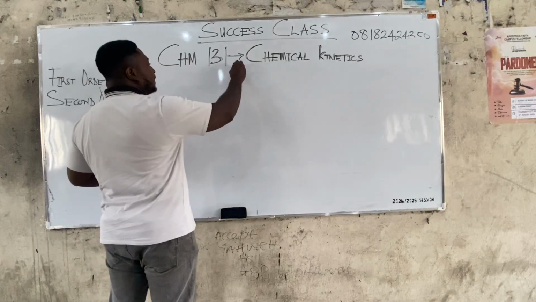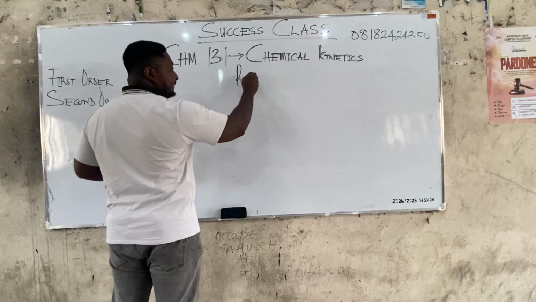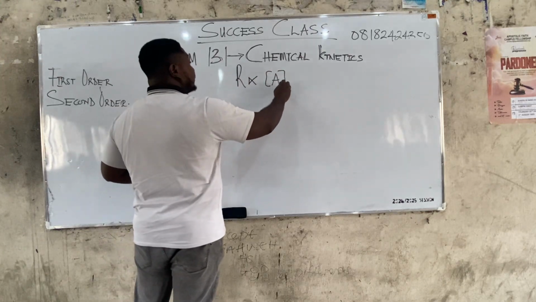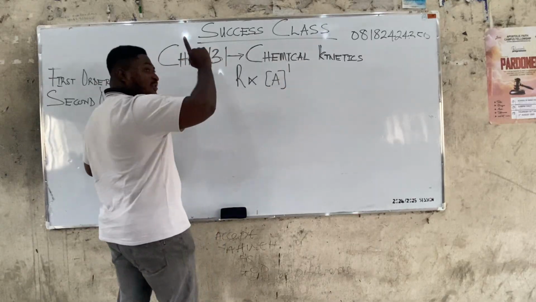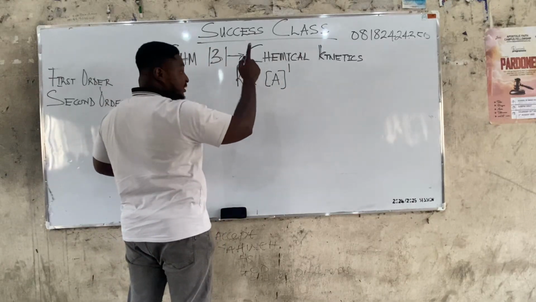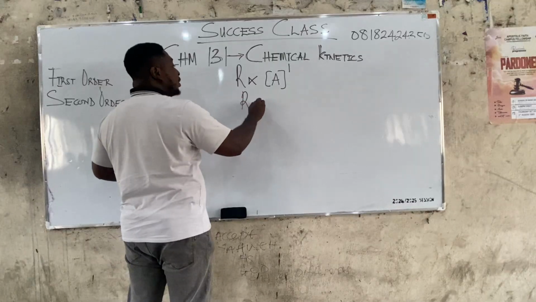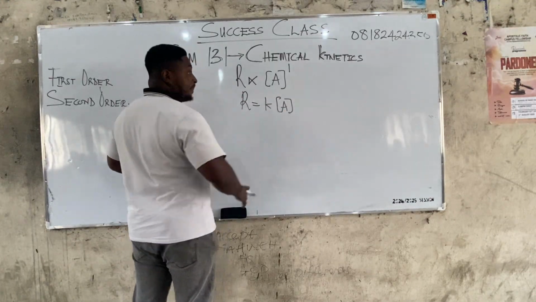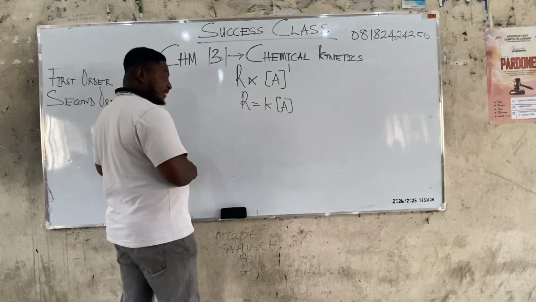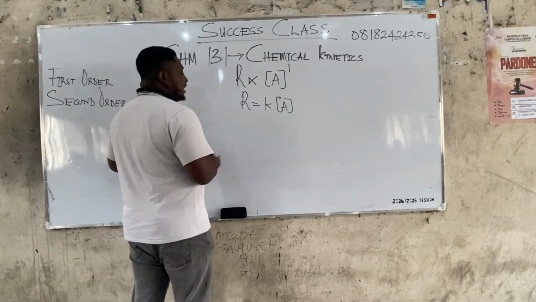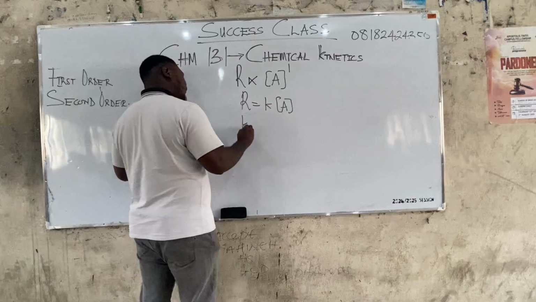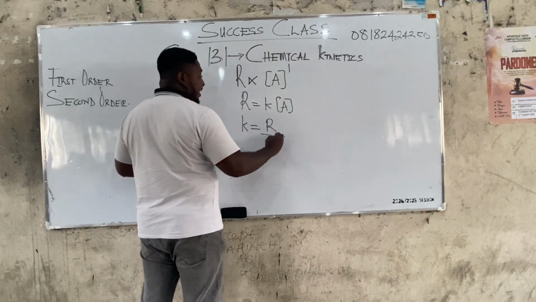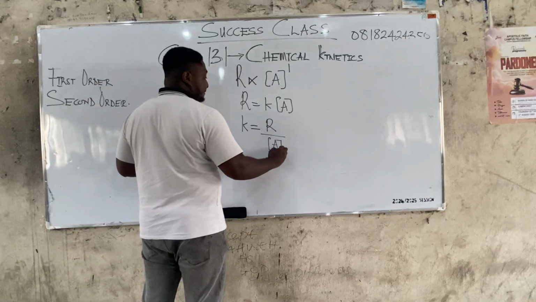If we have rate R proportional to the concentration of A, the order here is 1, first order. That will say raised to the power of what? The constant, so R equals K times the concentration of A raised to the power 1, which is A. Right? A raised to the power 1 is A. Let us make K the subject of the formula. If you make K the subject, we have K equals R divided by A, divided by what?